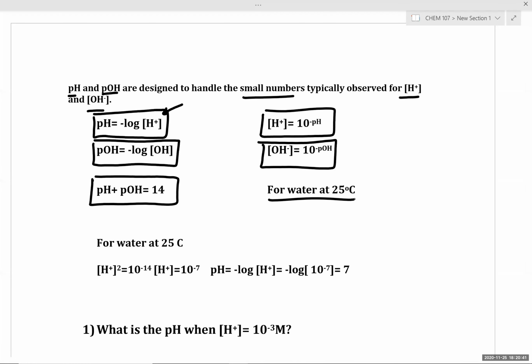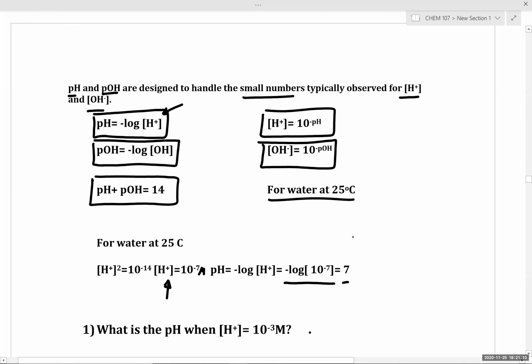Now, remember how we said for water at 25 degrees Celsius, the concentration of H+ is 10 to the negative 7th molar? Well, the pH for water at 25 degrees Celsius, otherwise known as a neutral solution, would be the negative log of the concentration of H+, which is negative log of 10 to the negative 7, which is just 7. Now, one thing that I want to show you is just a shortcut for approximating log values.